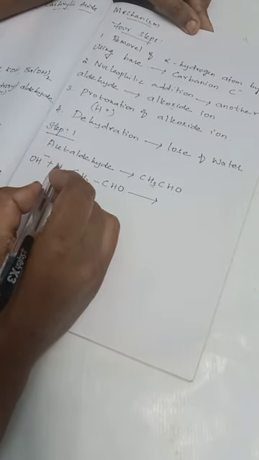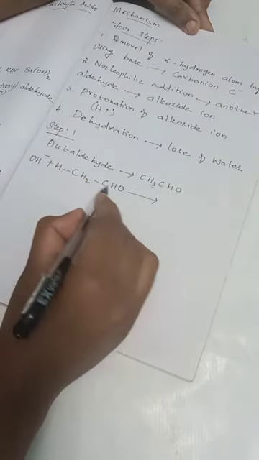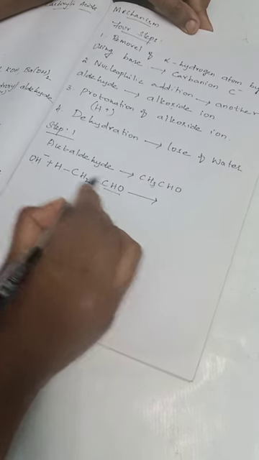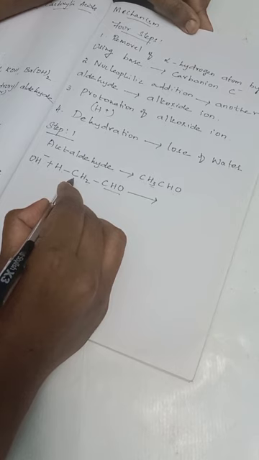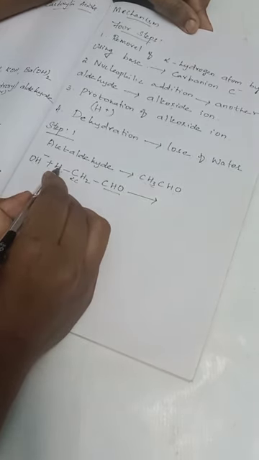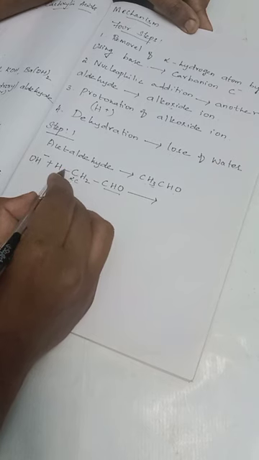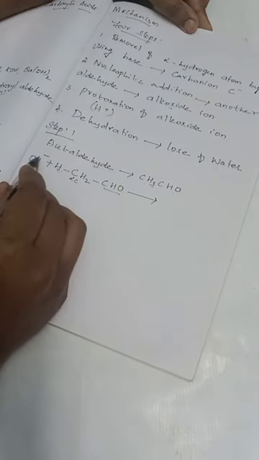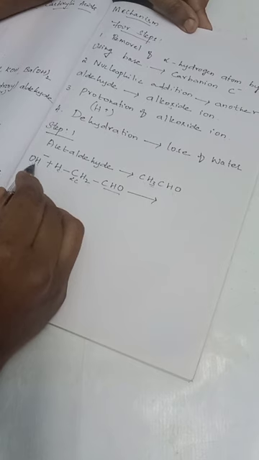We are going to eliminate an alpha hydrogen atom. You know that this is the functional group. The carbon attached to the functional group is called the alpha carbon. Now the hydrogen attached to it is called an alpha hydrogen. So we are going to remove this alpha hydrogen, and we have added one base, OH minus.